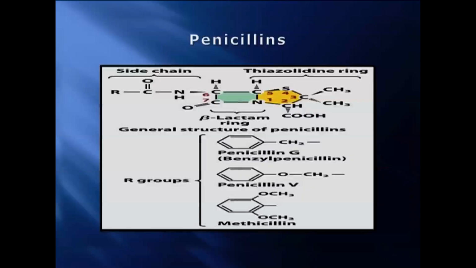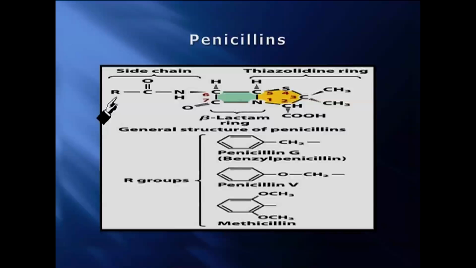Going on to the specific group, that is penicillins. Now let us first see the structure of the penicillin. Now penicillin is a beta-lactam antibiotic. That means it should have a beta-lactam ring. Here you can see in this slide it has got a beta-lactam ring, and along with the beta-lactam ring it is attached to another ring which is called thiazolidine ring. Now this thiazolidine ring attached to the beta-lactam ring is specific for the penicillin molecule, and therefore this is called the general structure of the penicillin.